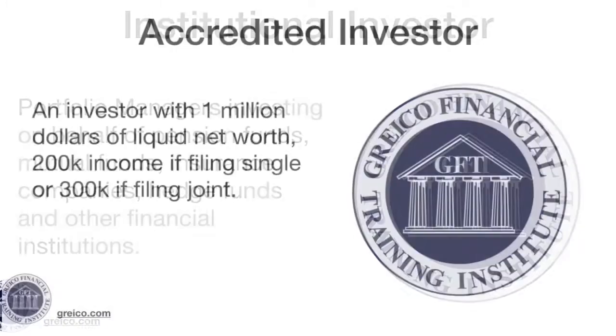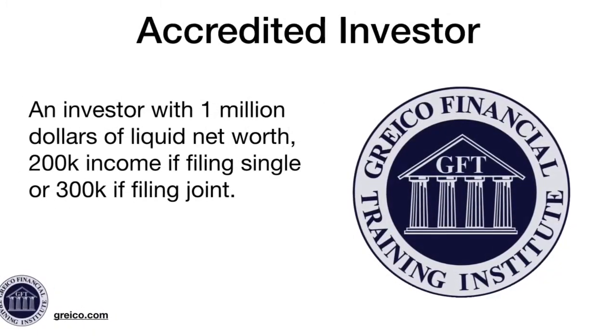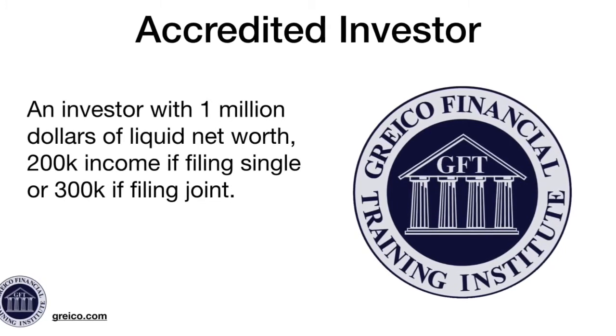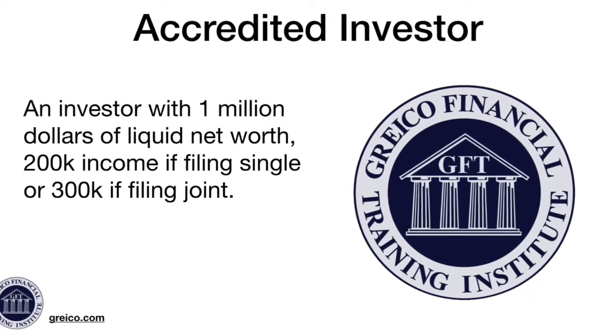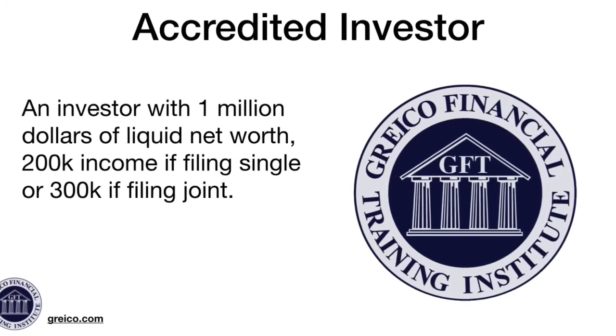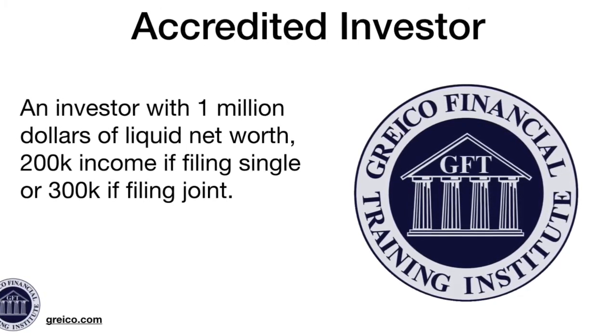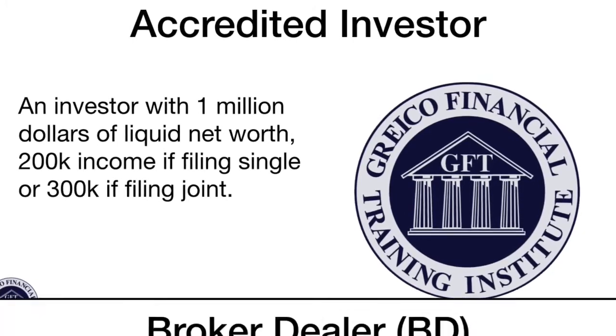So it's not just one person's money, there are large groups of money that represent lots of individual investments. Accredited investors. This is an investor with at least $1 million of liquid net worth or $200,000 of annual income if they're filing single, or $300,000 of annual income if they're filing joint.